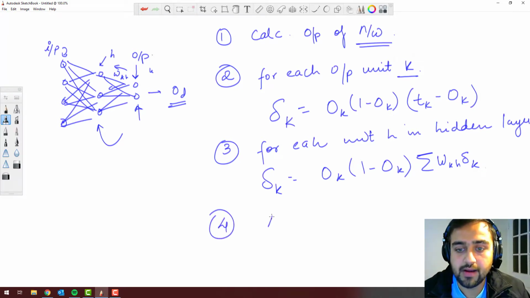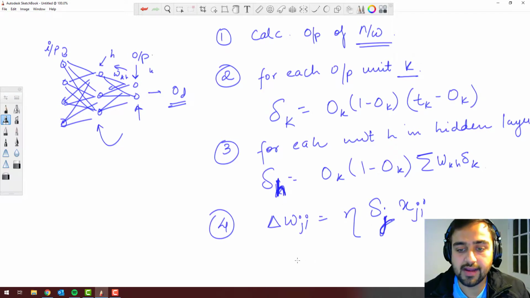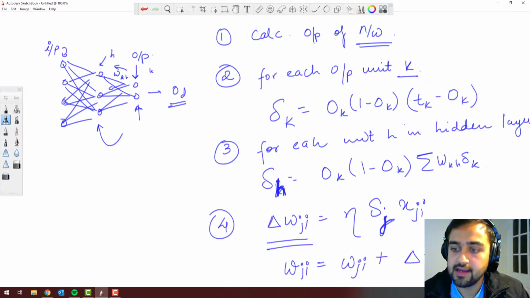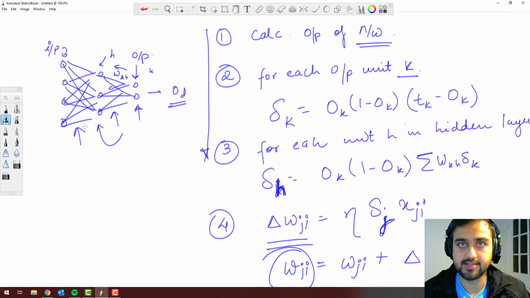So the 4th step would be to calculate delta w_ji, which is given as eta delta_j x_ji, right? Where j would be equal to k if we are talking about the output layer, and it would be equal to h if we are talking about the hidden layer. Now once we have calculated our delta w_ji, we need to update our weight, that is w_ji equals w_ji plus delta w_ji, right? So for each misclassification, we need to follow these steps in order to update the weights between each of the units, right?